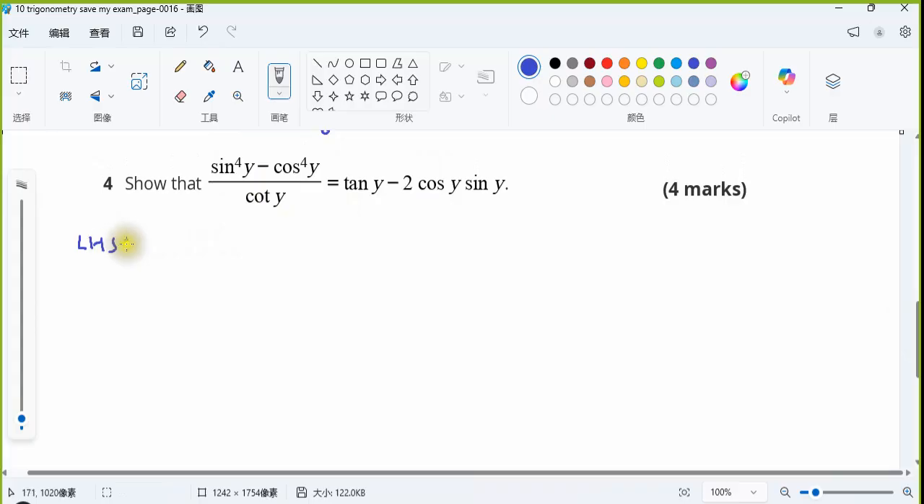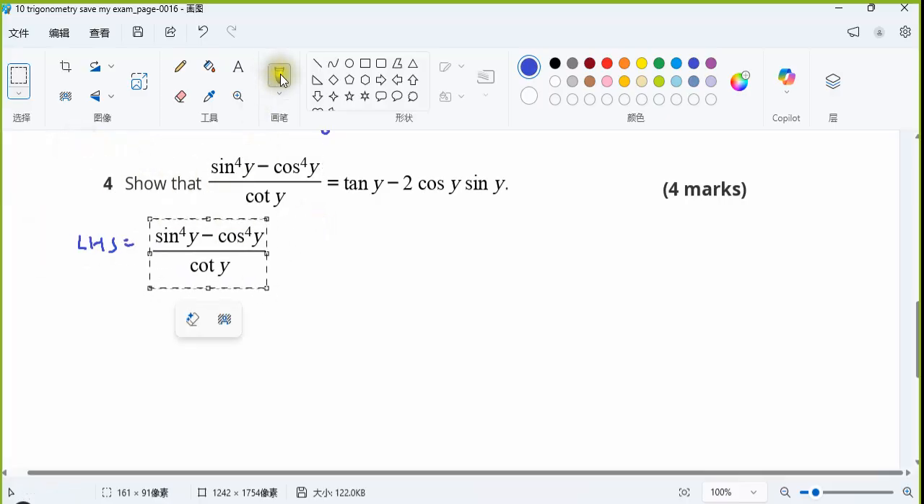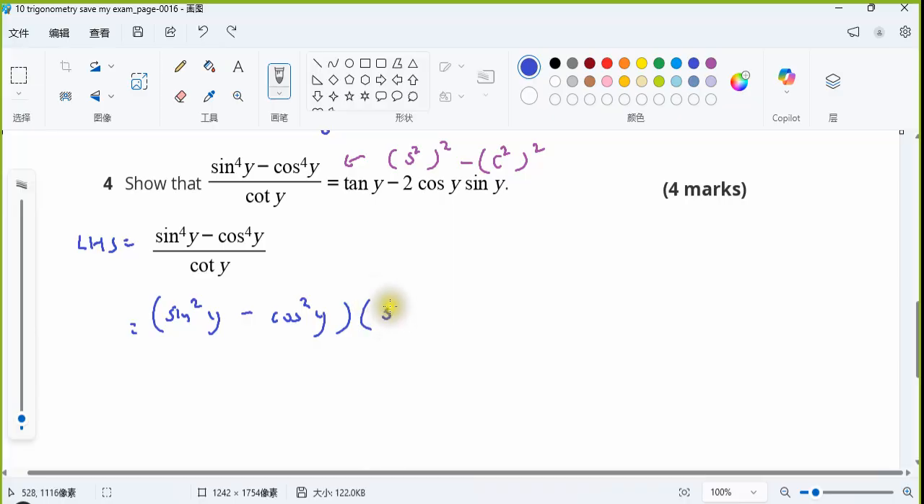So the left hand side is this one. Okay. So this one, this is actually the square of the sine square minus the square of the cos square. So this will be the sine square y minus cos square y, multiply with the sine square y plus cos square y. We know that sine square plus cos square equal to 1. So this is 1.